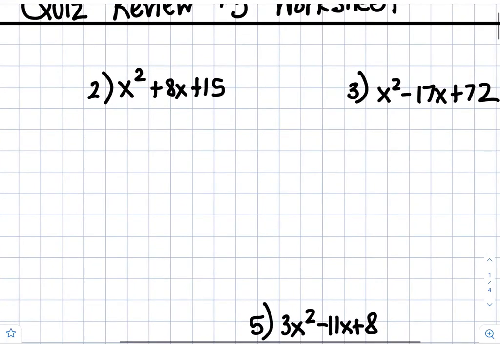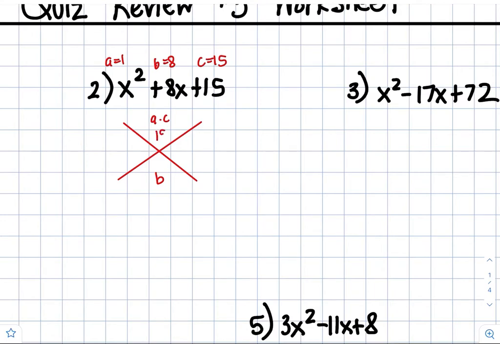Number 2. Again, X method. A is equal to 1, B is equal to 8, and C is equal to 15. So up top you have A times C, and on the bottom you have B. A times C up top is 1 times 15, for 15. And your B value is 8. Two numbers that multiply to the top, and when added together give you the bottom. That is 3 and 5. And since A is equal to 1, our factors are just going to be x plus 3 times x plus 5.